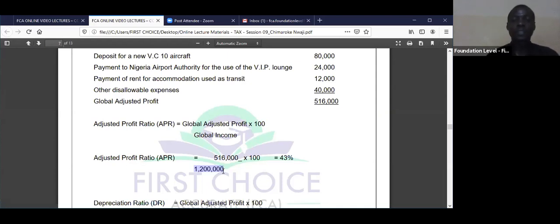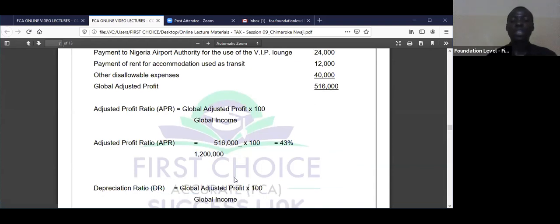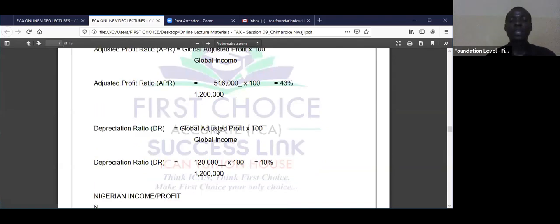That's fine. So this is your adjusted profit. The next thing to do is your depreciation ratio. You come again and say your global, sorry, it's supposed to be global depreciation. Sorry, copy and paste, I forgot to remove the depreciation. It's global depreciation, so you take a pencil or biro to cancel it. Global depreciation divided by global income.